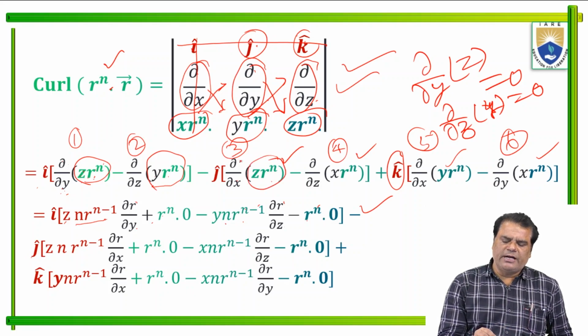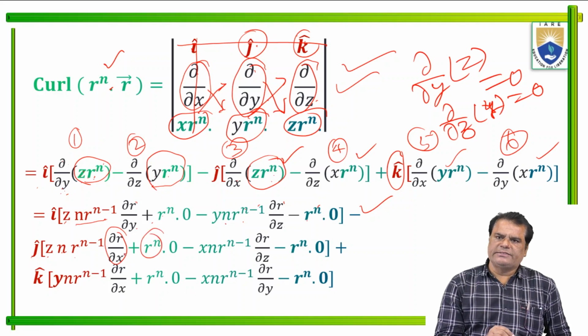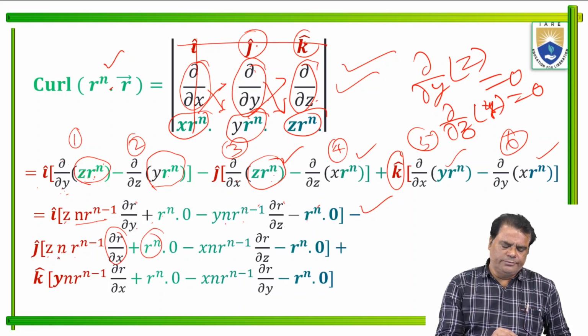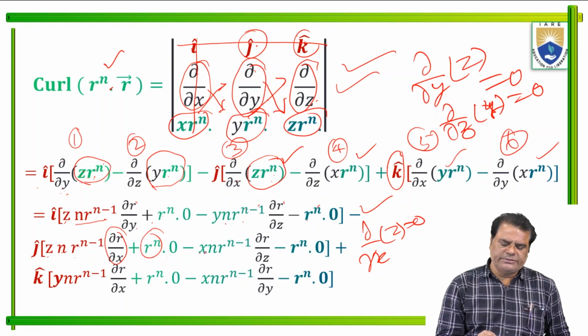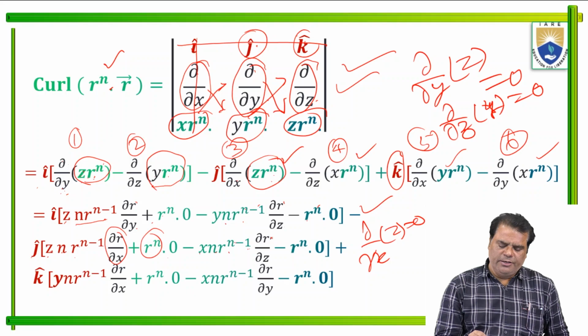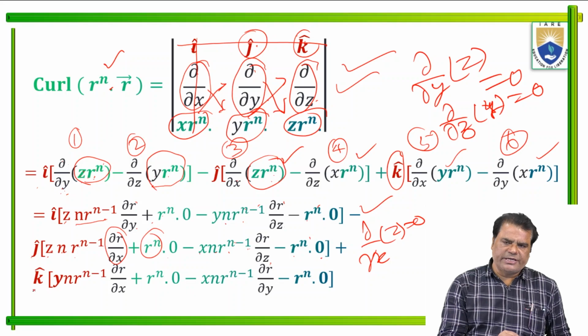Here is the third term, z R to the power n. So z is constant. Differentiation of R to the power n: n R to the power n minus 1 dou R over dou x, plus R to the power n constant. Differential of z with respect to x is 0. So here 0. x n R to the power n minus 1 dou R over dou z, minus R to the power n into 0, plus k.